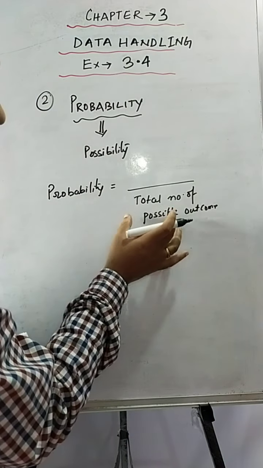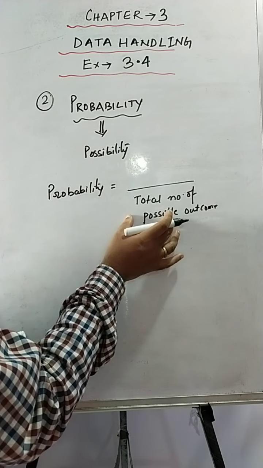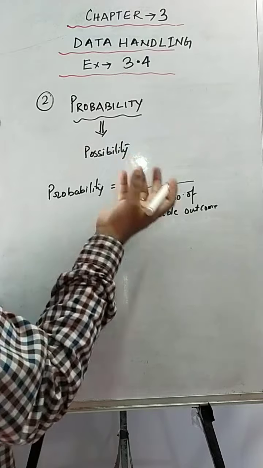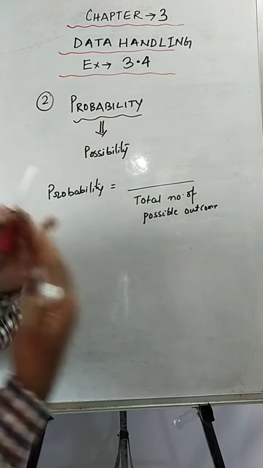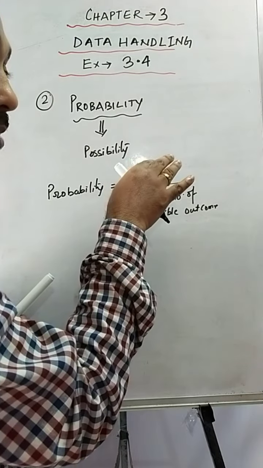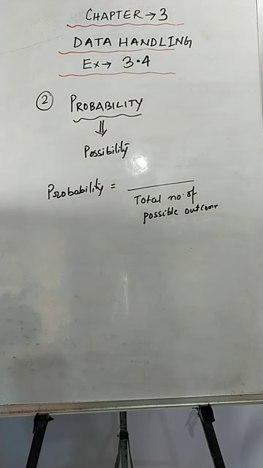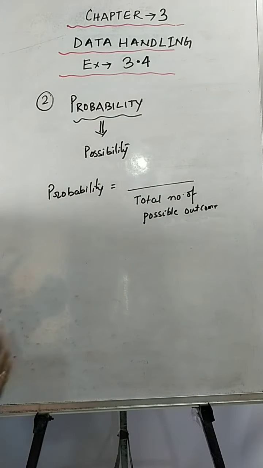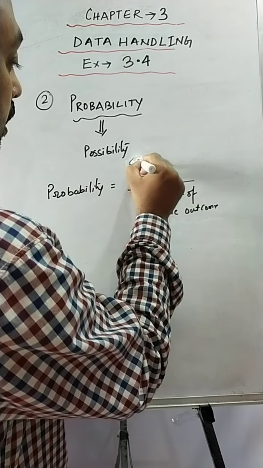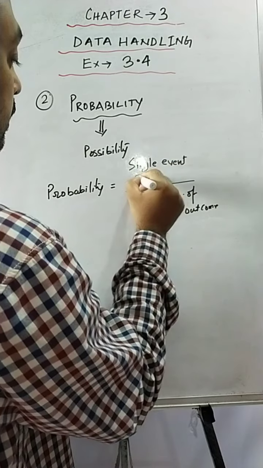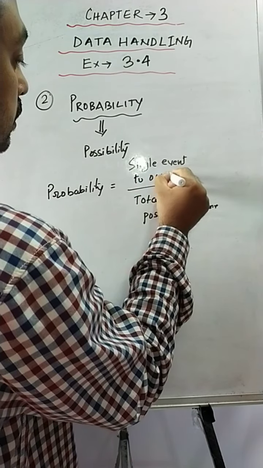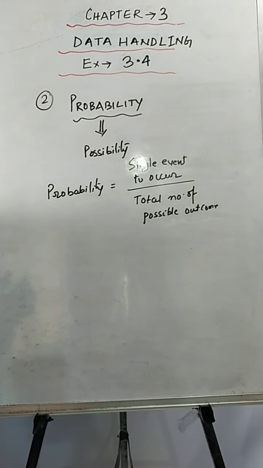So out of this total number of possible outcomes, the expected single event that you are expecting, that will happen how many times? Fine. So you will write that as a single event to occur. Fine. So this is the formula of a probability.